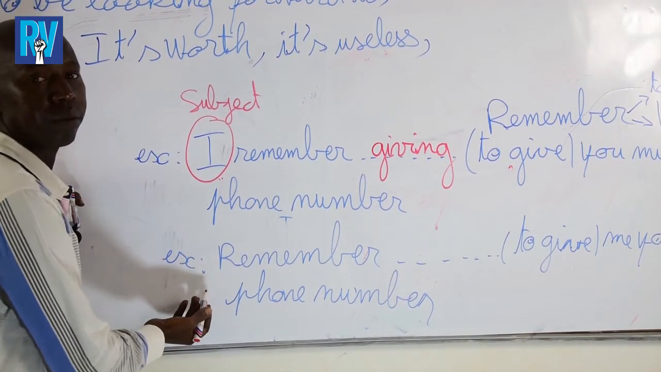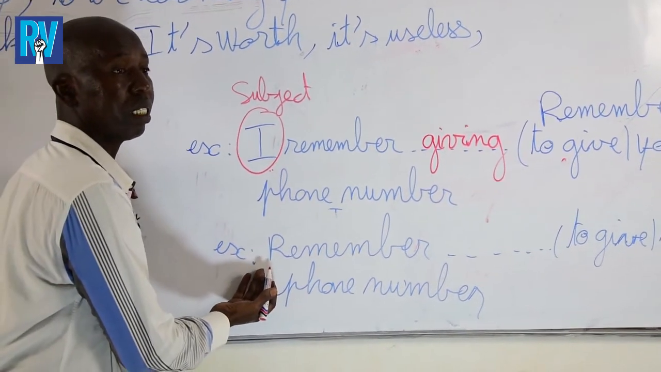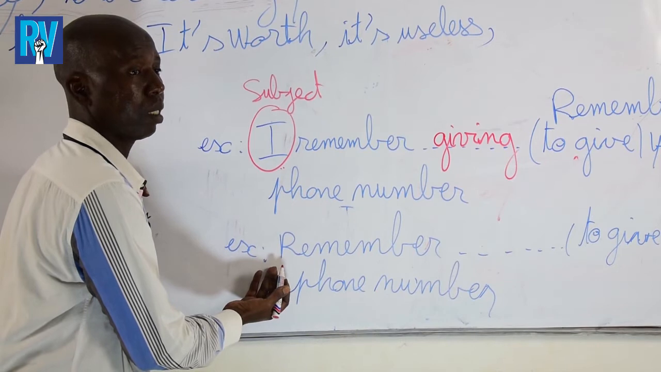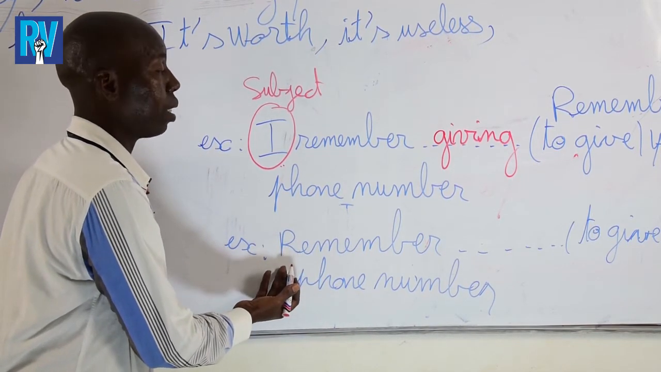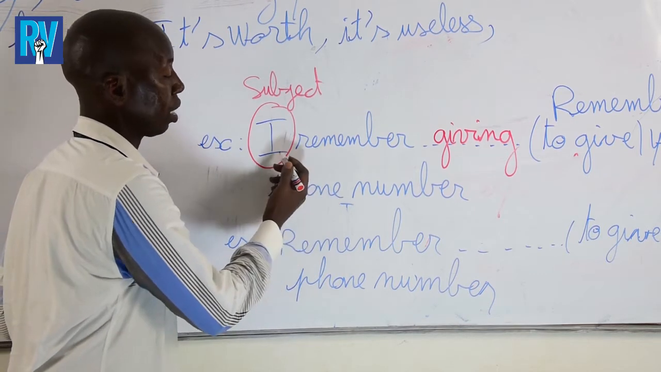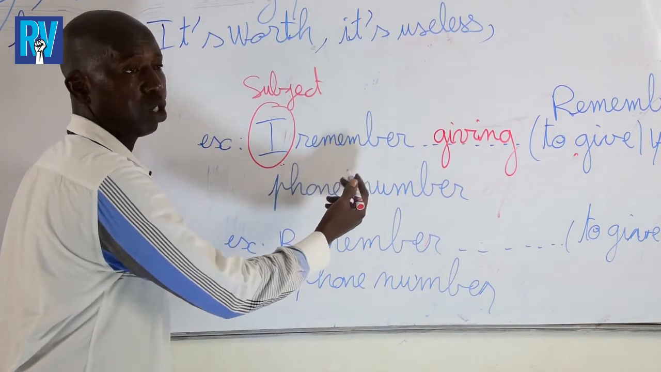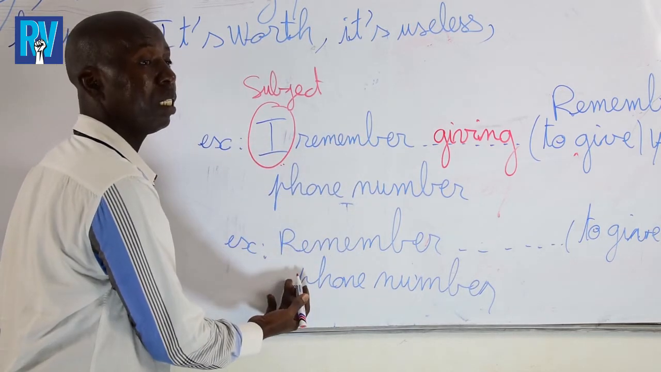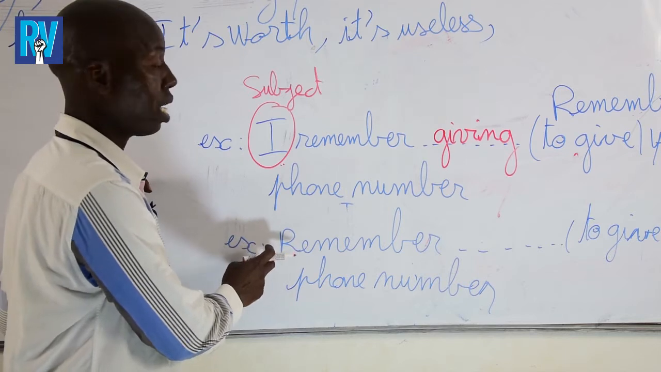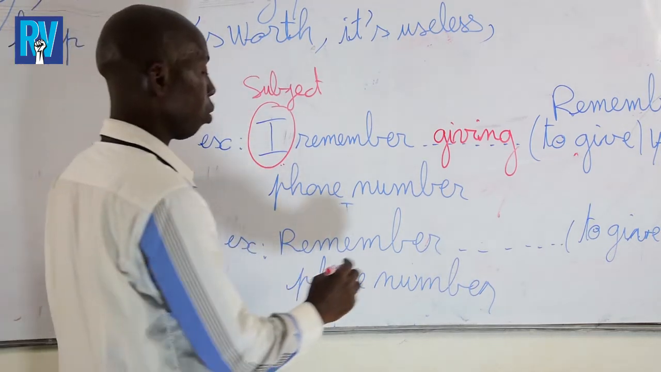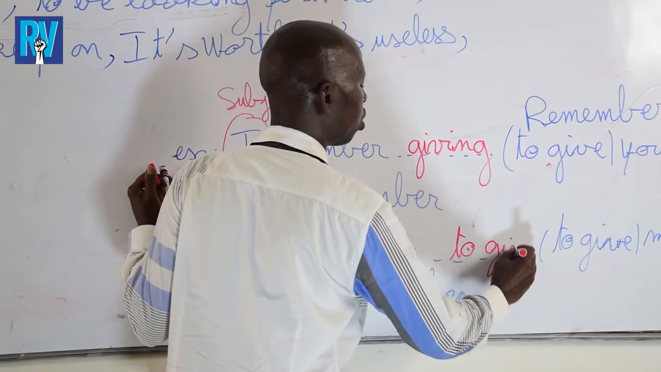Mais ici, il n'y a pas de sujet. Ici, c'est l'impératif. Et en ce moment, remember n'a plus le même sens que ce remember-là. Parce que là, je dis, je me rappelle. Mais ici, remember veut dire, n'oublie pas. N'oublie pas, il n'y a pas de sujet. En ce moment, c'est l'infinitif avec un to. Remember to give me your phone number. N'oublie pas de me donner ton numéro de téléphone.